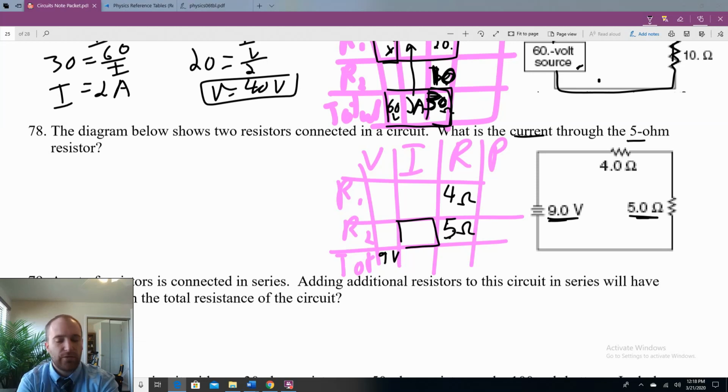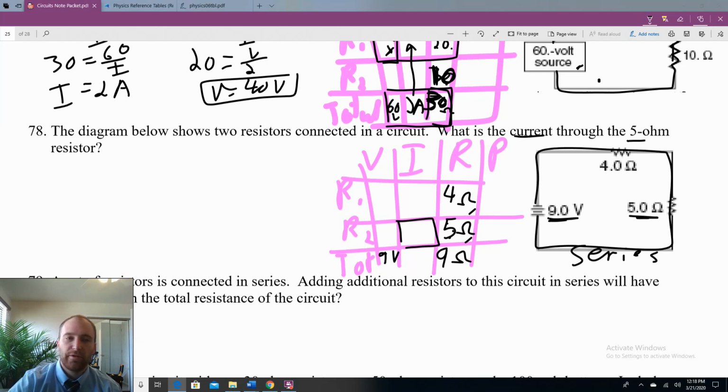So just like before, what's something that we can find? Well, I think we can find that 4 and 5 is 9 ohms. You'll notice that I just added those two together, and that's because this is a series circuit. It's a single loop for electrical current to flow through. And in series circuits, you are allowed to just add them.